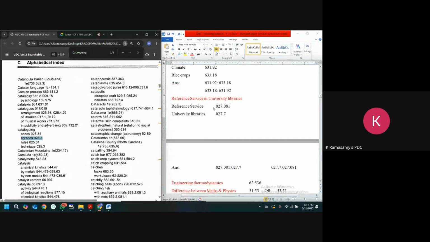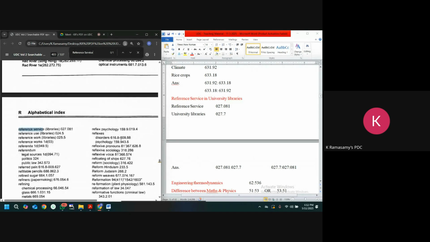Another example: reference service in university libraries. Let me find the relationship between these two items. First, the number for reference service. I go to the index, type reference service, and wait for the reply. I click enter. The number for reference service, libraries, is 027.081. Okay, I have taken it down.